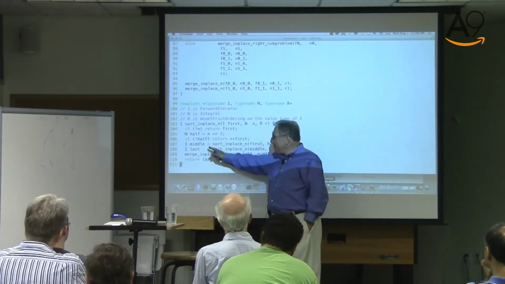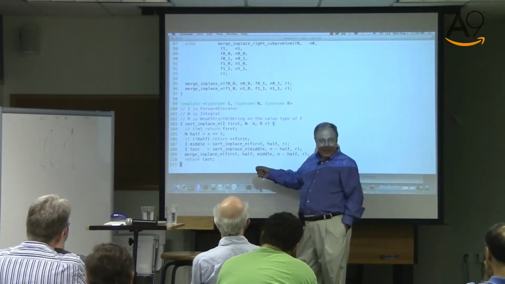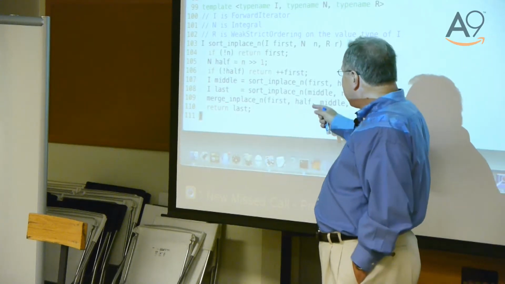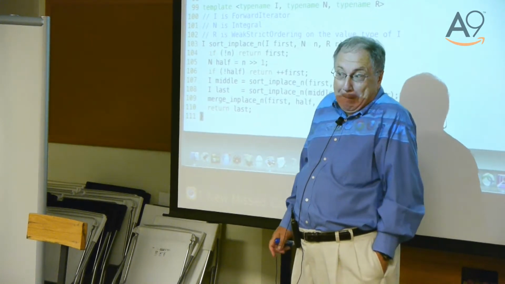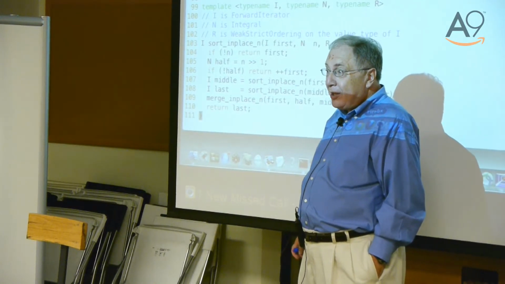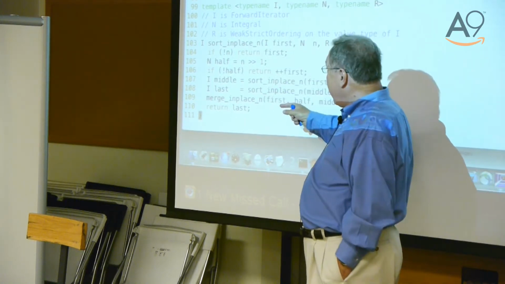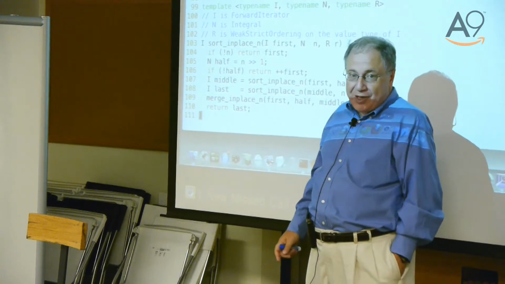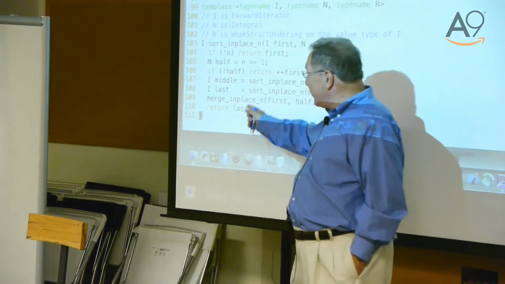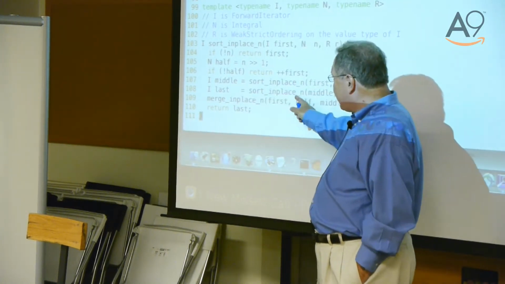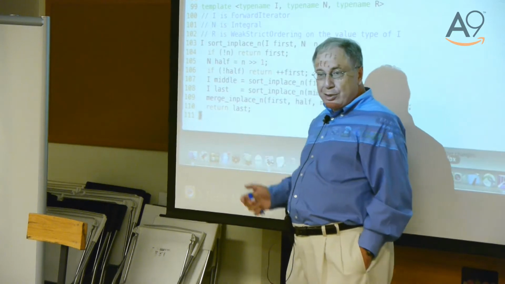And then how do we get to the middle? Oh, we just call itself and ask it to sort itself. Sort the first half. Somehow it sorts, we don't know how. Then it will sort the second half, we don't know how. But here we return middle and here we return last. We need to return middle to call with the second thing. We need to return last because that's what we're going to return.